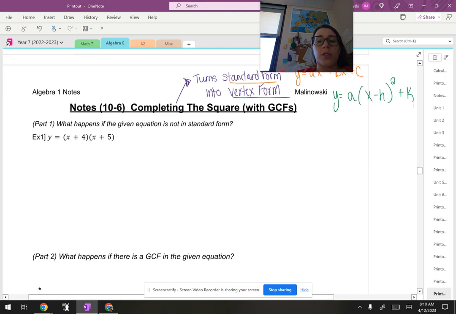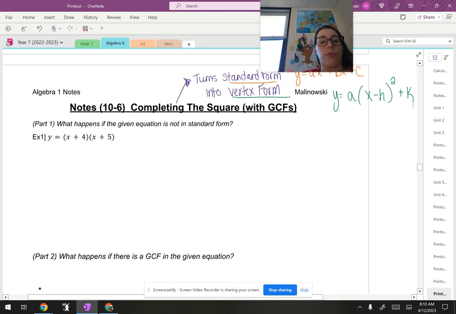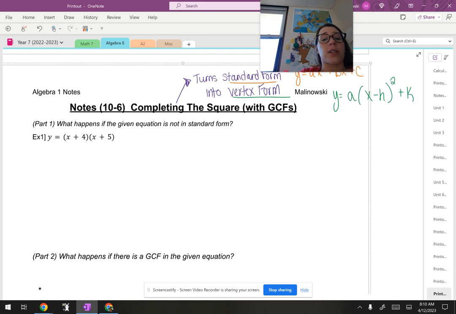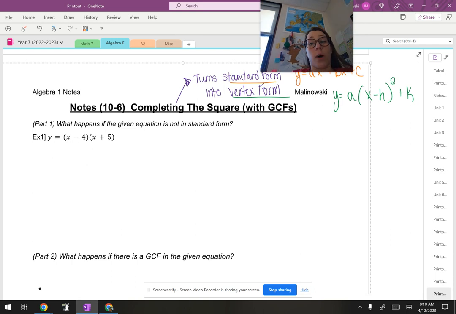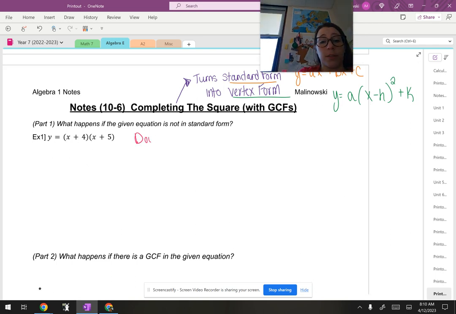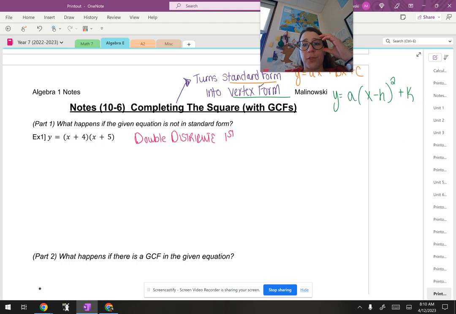So looking at this first example here, what happens if we're given an equation and it's not in standard form? Hopefully you guys can recognize that this is indeed a quadratic equation. We would start by double distributing first, because you need to put it in standard form. In order to see what the A, B, and C values are, you have to put it in standard form first.